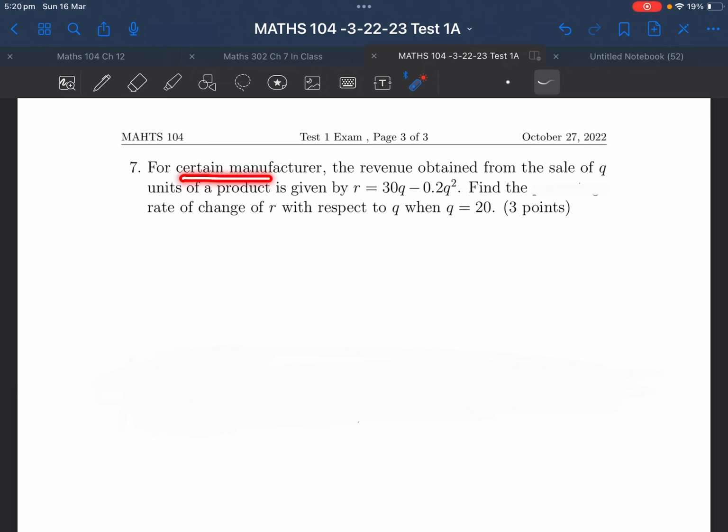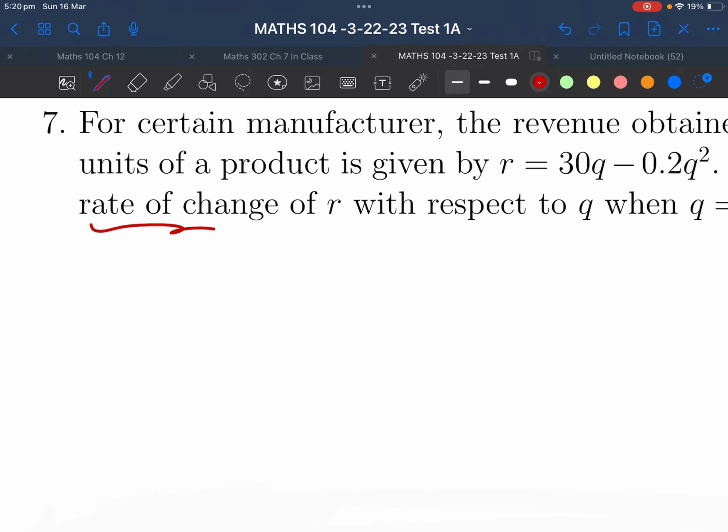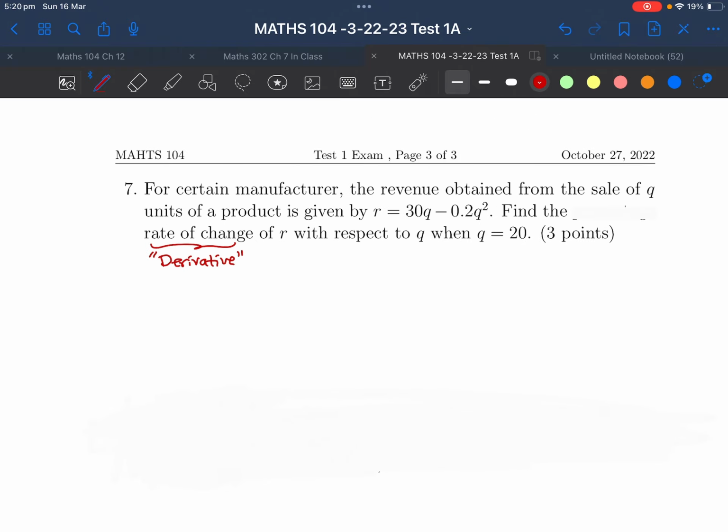So in this question we have a manufacturer where the revenue function is given by this formula. And we are asking you to find the rate of change with respect to Q when Q is 20. So rate of change has another name, which is called the derivative. So we need to find the derivative of R when Q is equal to 20. Now what's the derivative of R?